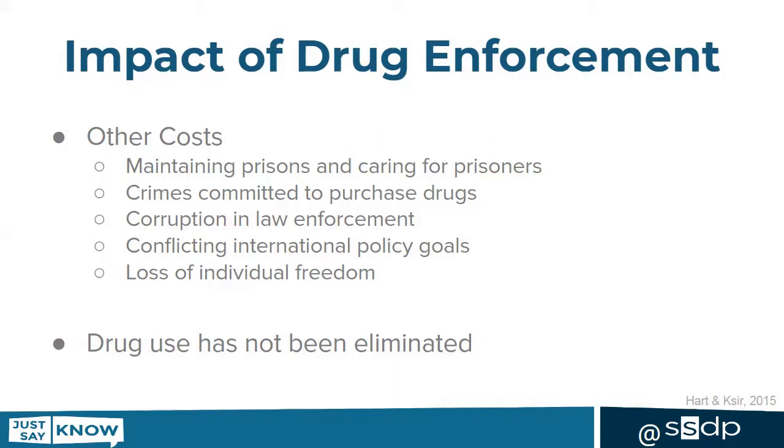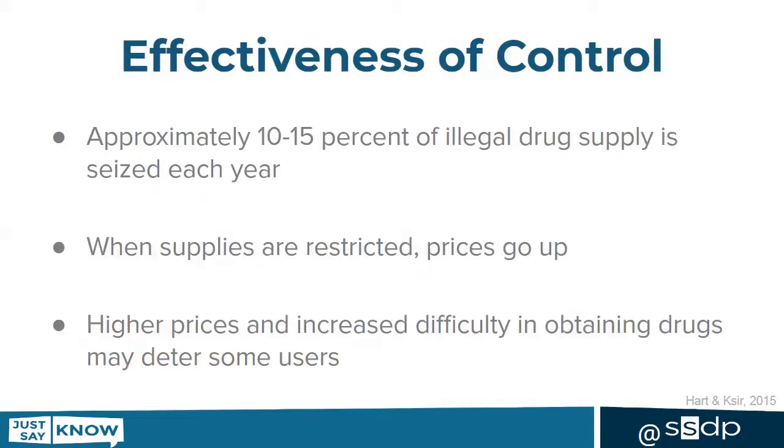And then there's a loss of individual freedom. We're subject to urinalysis testing, searches and seizures of our property, people having access to our financial records, things like this. And with all of these costs, drug use has not been eliminated. In some cases, the prices of some drugs have actually decreased since the 80s. For example, the price of cocaine has decreased since the 80s, despite record-breaking seizures that, again, cost a lot of money as far as enforcement is concerned.